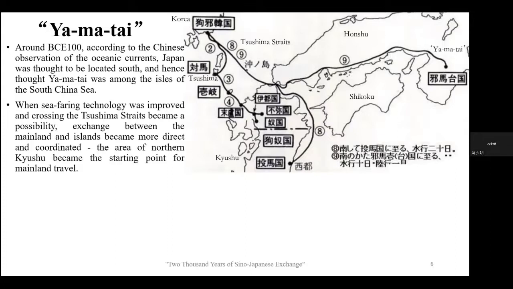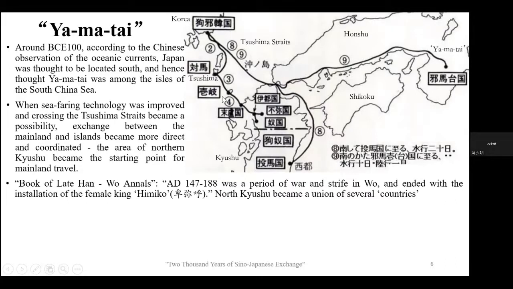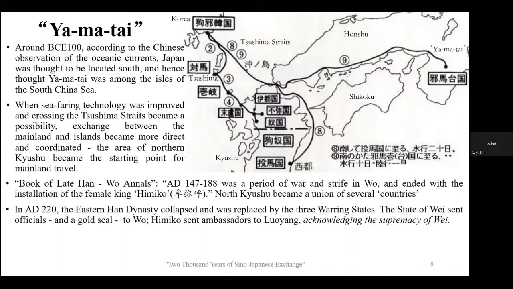area of northern Kyushu, I'm not sure if you can see my cursor, this is the part of northern Kyushu, right? It became the starting point for travel to the mainland via Korea. And the Book of Later Han again mentions that there is a female king, called Himiko. At that time, in Japan, there were many small countries, and they were always fighting against each other. And finally, they were united by this female king, Himiko.